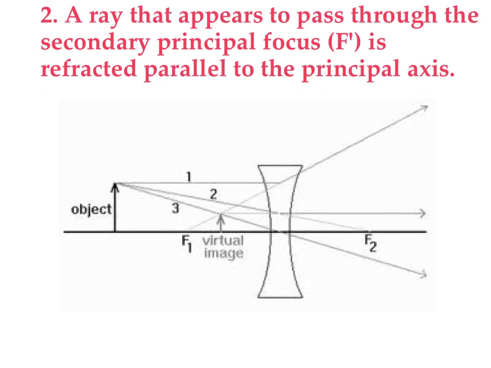The second rule is that a ray that appears to pass through the secondary principal focus, so that's over here now, is refracted parallel to the principal axis. So you would take your ruler and line up the secondary principal focus. Now in this diagram that I took from Google Images, they called it F2. Your textbook uses F prime, so it would be F with that little apostrophe or tick mark, F prime. So you would take your ruler and line up the tip of this arrow with F prime on the other side. And wherever that hit, right there, that ray is going to come out parallel to the principal axis.